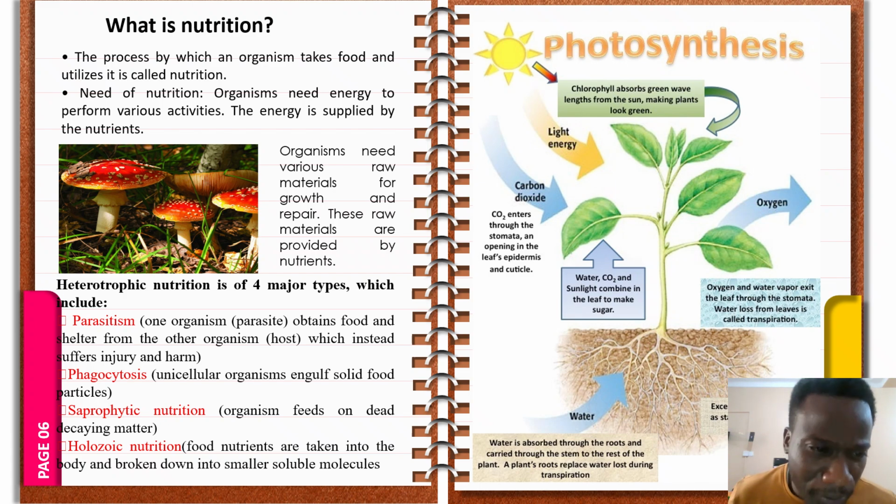That's why we said here, trophic nutrition has four major types. That means these ones don't make their own food, but they feed on others for food. We have what we call parasitism, when an organism feeds on another for food. Then we have phagocytosis, where an organism engulfs the other for food. Then we have saprophytes. These feed on dead, decayed matter. And then lastly, holozoic nutrition, where human beings take in materials and digest them in the body, as illustrated in the diagram of plants before.